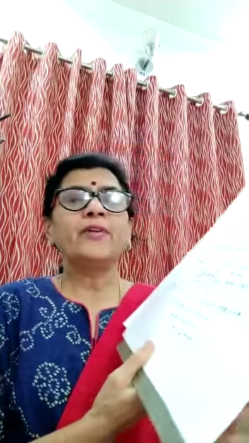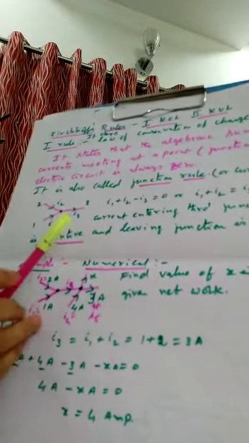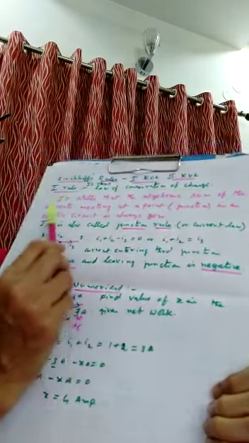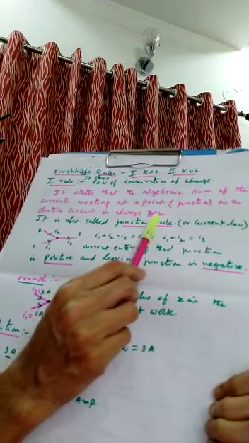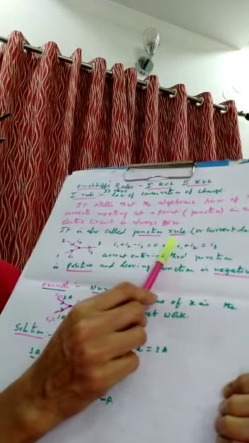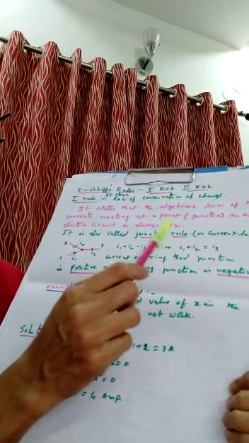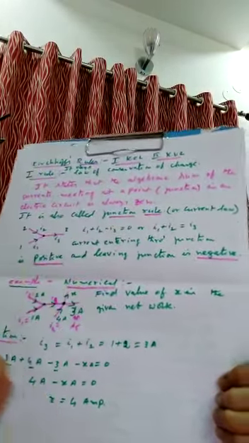It's clear? In short, mathematically we can write, at the junction, sigma I is 0. The sum of all the currents at the junction will be 0. That is the statement of Kirchhoff's current law. So we will study through the circuit here. See here. It states that the algebraic sum of all currents meeting at a point, a junction, in an electrical circuit is always 0. It is also called the junction rule and current law, and it obeys the law of conservation of charge.